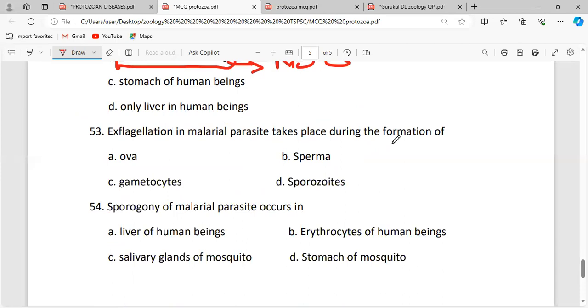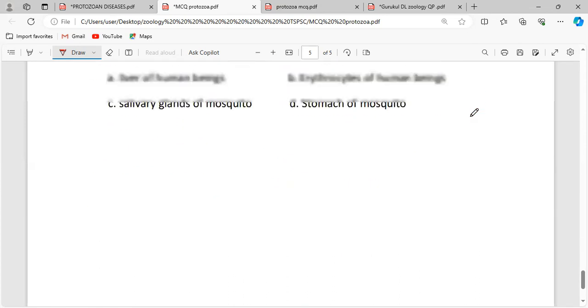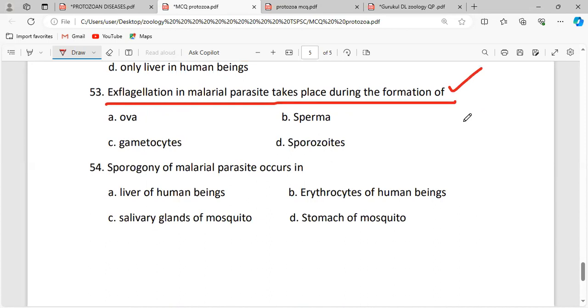Exflagellation in the malarial parasite takes place during the formation of... The answer for this question is sporocytes. And your duty is to find why the answer is sporocyte. You have to read the PPT and explain it to me tomorrow. Clear?